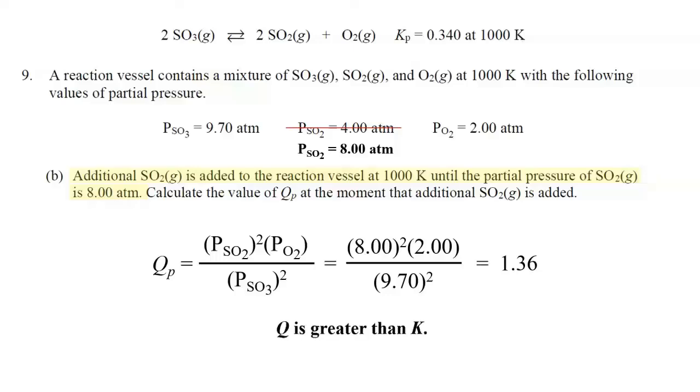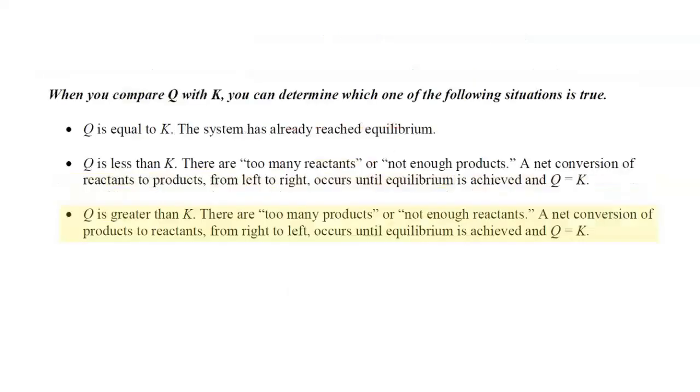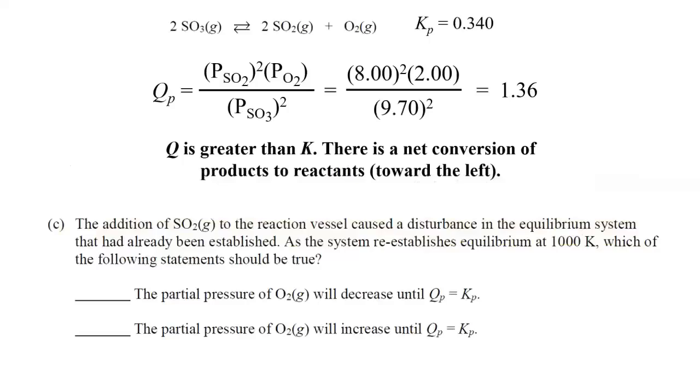So Q is greater than K, and you know that when Q is greater than K, there are too many products or not enough reactants. But in this case, there's definitely too many products because additional SO2 was added to disturb the equilibrium. So a net conversion from right to left, from products to reactants, will occur until equilibrium is achieved or reestablished and Q equals K. So the addition of SO2 to the reaction vessel, again, SO2 is a product, caused a disturbance in the equilibrium system that had already been established.